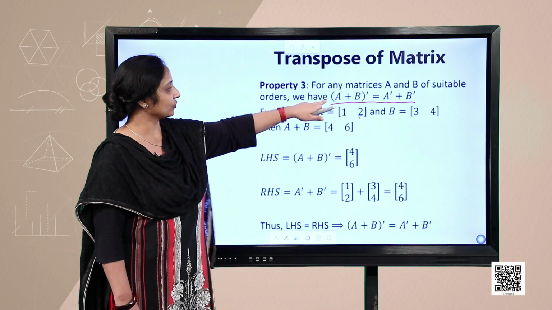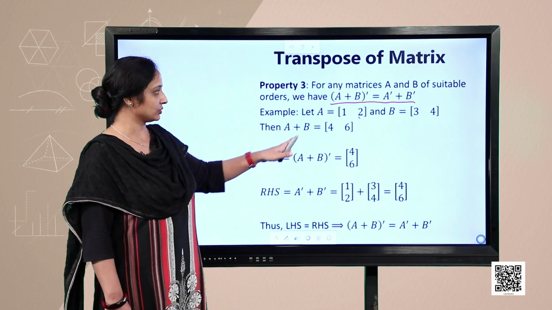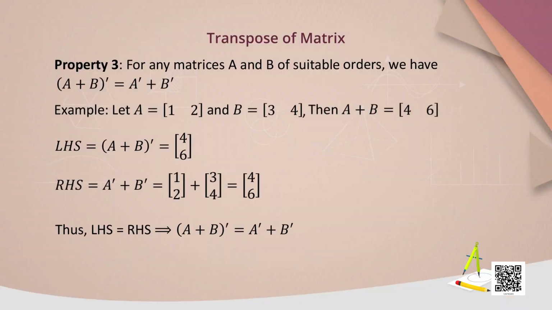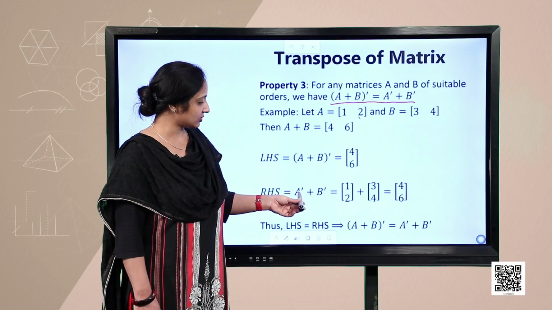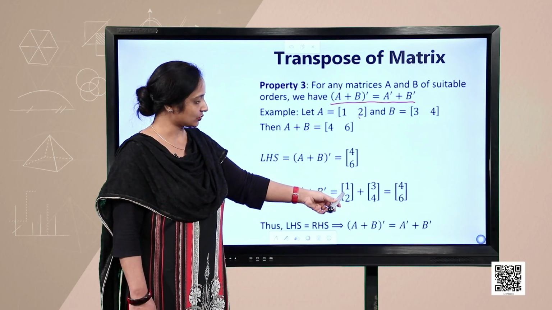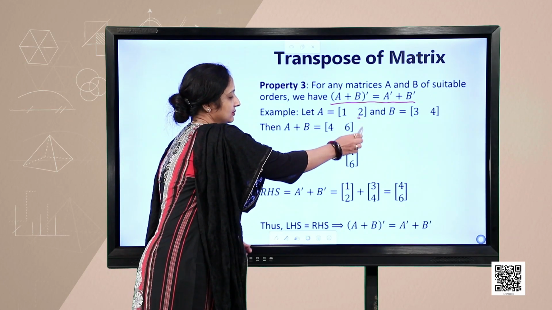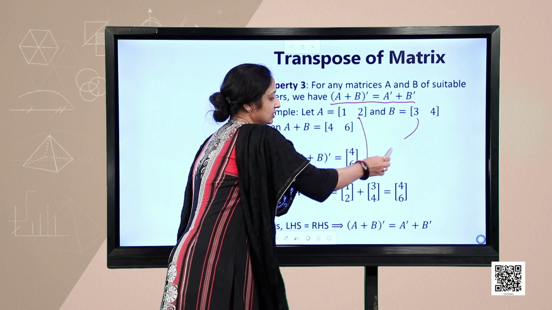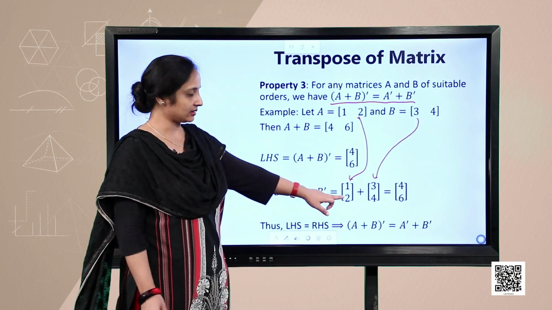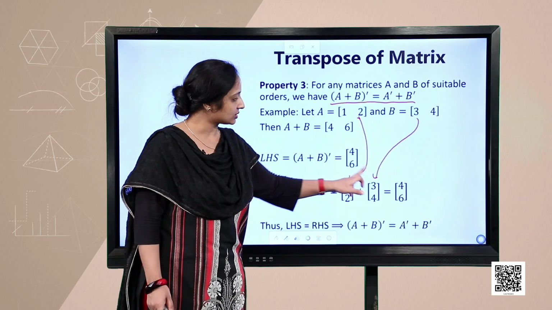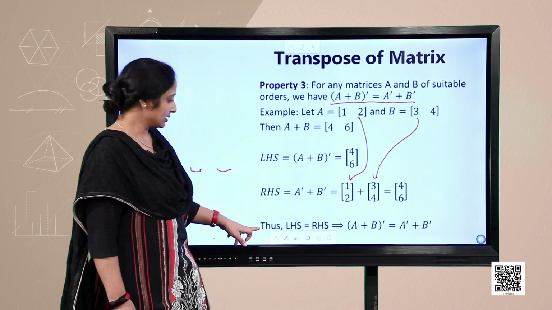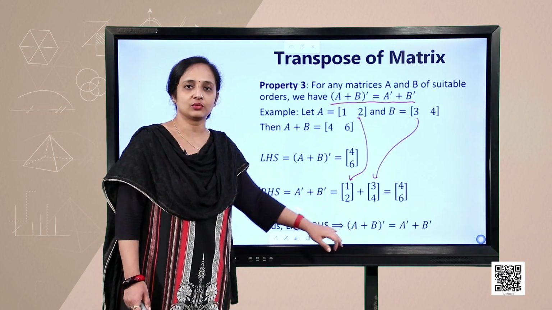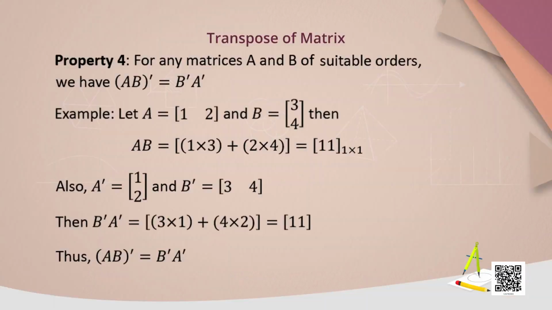Then you take LHS of this property, A plus B whole transpose. So this matrix 4, 6 can be written like this in the transpose form. Then you take RHS, take A transpose, take transpose of this matrix A like this. B transpose, take transpose of this matrix B like this. Add these together and you are getting 4, 6 column matrix back. So LHS is equal to RHS. You can say that A plus B whole transpose is equal to A transpose plus B transpose.